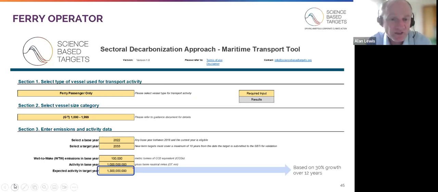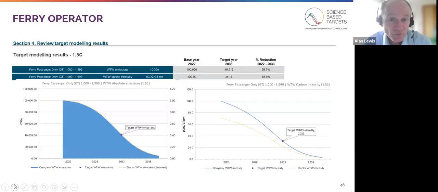And if we can click on again, we get a very similar situation where at 30% growth with an emission intensity that is again higher than the sector average, a company is having to work quite hard. Its total emissions are constrained in order to meet that intensity target by the 2033 date that was set.